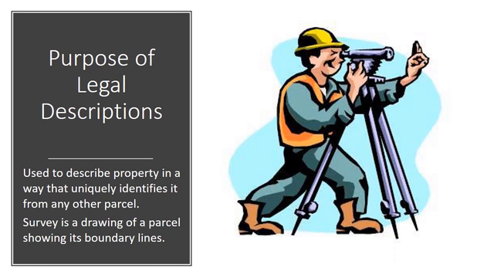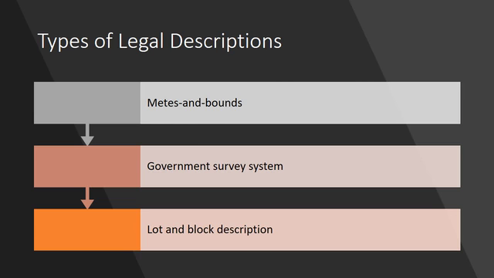Purpose of legal descriptions. They're used to describe a property in a way that uniquely identifies it from any other parcel. A survey is a drawing of a parcel showing its boundary lines. Types of legal descriptions, there are three. You have metes and bounds, government survey system, and lot and block description.